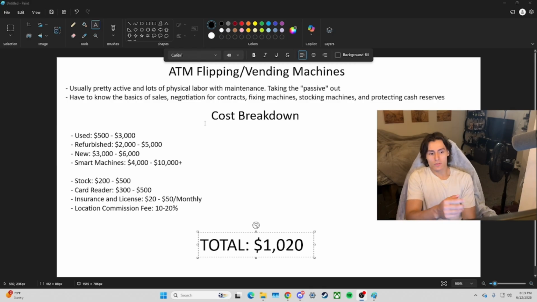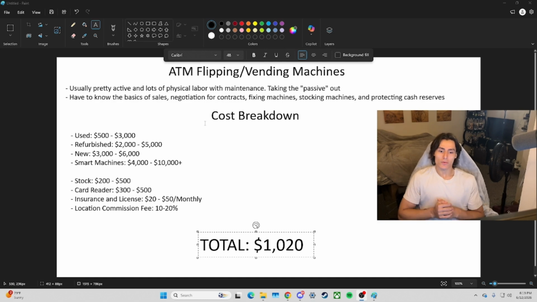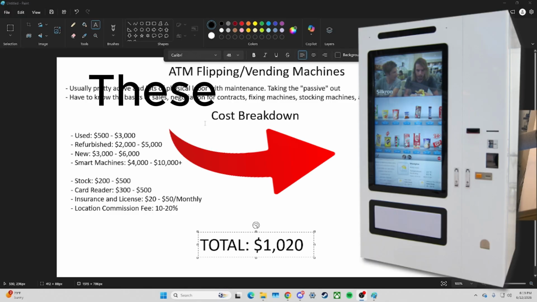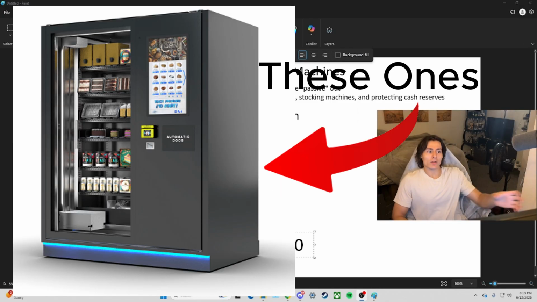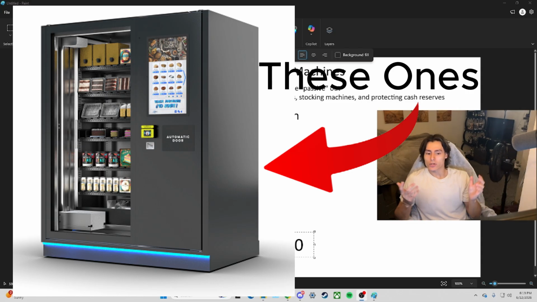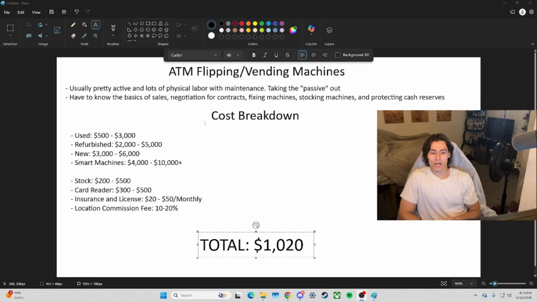And then we're just going to move on to the cost breakdowns really quickly here. For a used one, it ranges anywhere from $500 to $3,000. For a refurbished one, $2,000 to $5,000. A new standard machine would be about $3,000 to $6,000. Smart machines, the machines where it has the little arm and it goes over and picks up your drink or whatever, will cost you around $4,000 to $10,000 plus, which is pretty expensive.